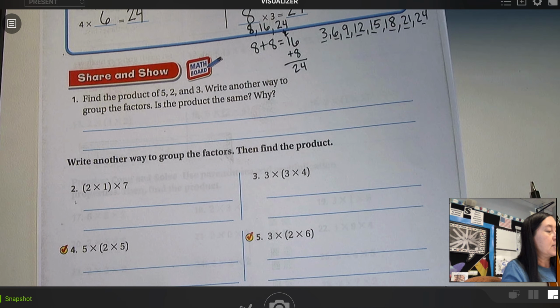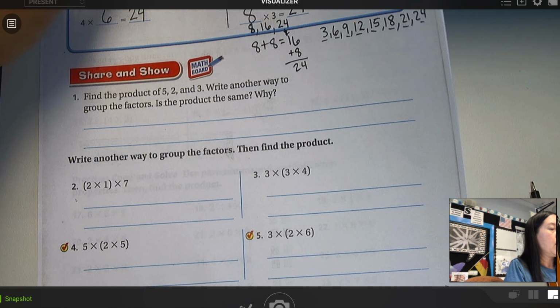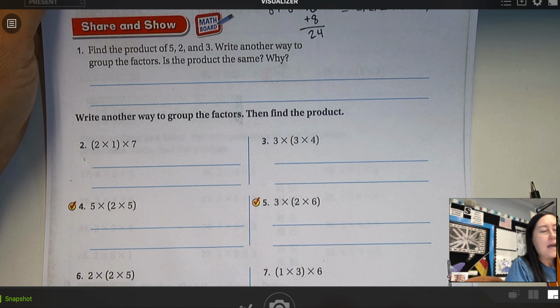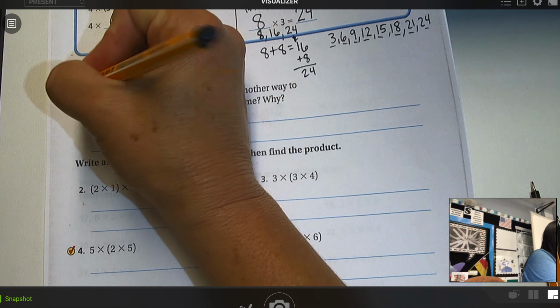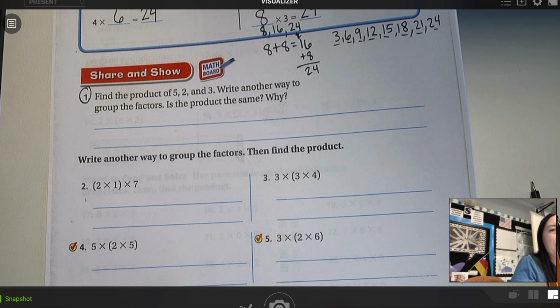This is where we're going to do some of it together, and you will do some of it on your own, and you can check the answers or come to the live lesson, and we'll go through more of these. So we are going to start with number 1. Find the product of 5, 2, and 3. Write another way to group the factors. Is the product the same?